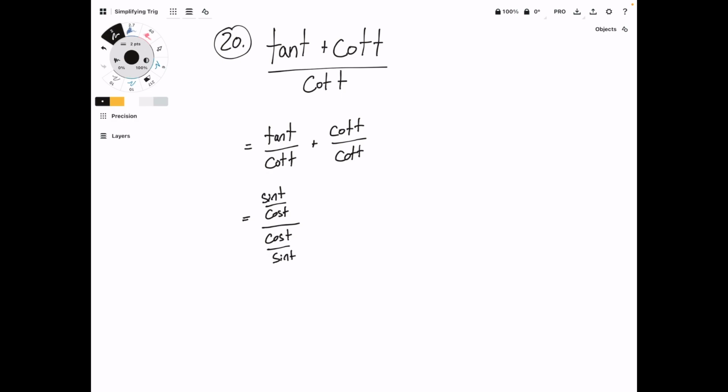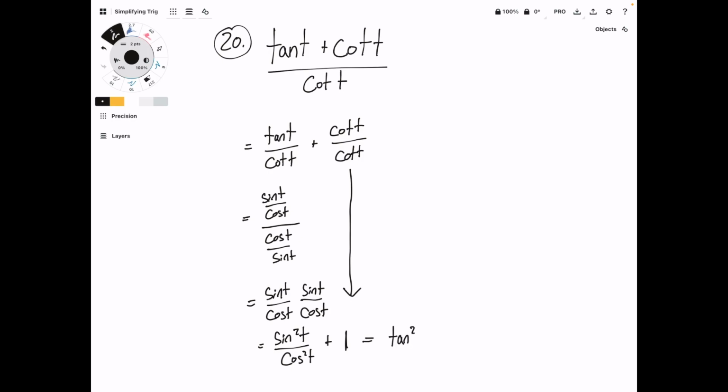And then when we divide by a fraction, we flip it. So we're going to have sine of t over cosine t times the sine of t over cosine t. And this first part becomes sine squared t over cosine squared t. And then we've got to bring down our other piece of this expression, which is just 1. Then we can put this back into tangent form. So sine squared over cosine squared is tangent squared t plus 1. And this is a trig identity, which is secant squared t.